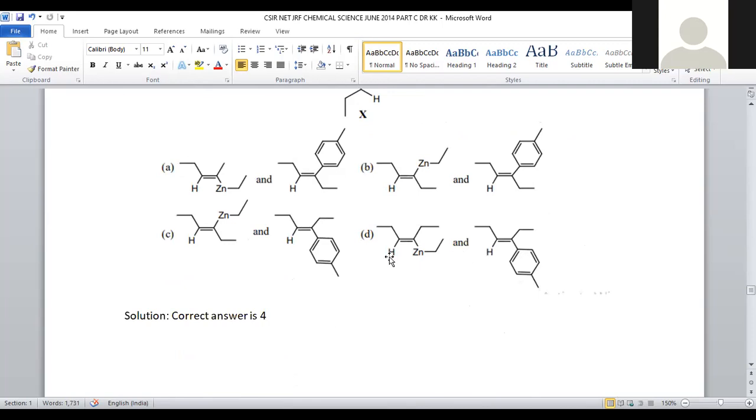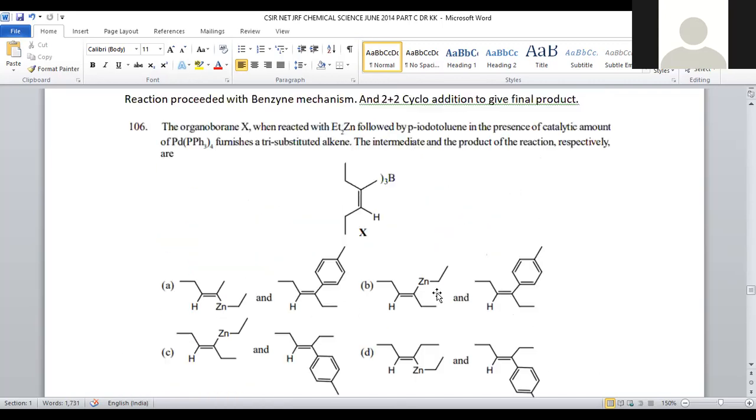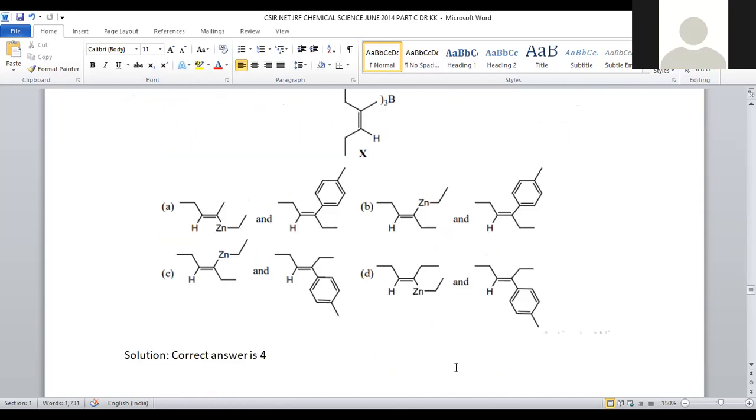So the options are provided, best represented in the option number 4. Zinc got substituted with a boron, so ethylated zinc will be obtained in this. This is compound number A. This in turn is treated with para-iodotoluene, and we got a para-alkylated product. Simple alkylation reaction got carried out with this. So option number D is the correct answer for question number 106.